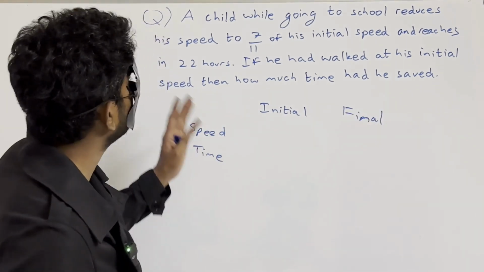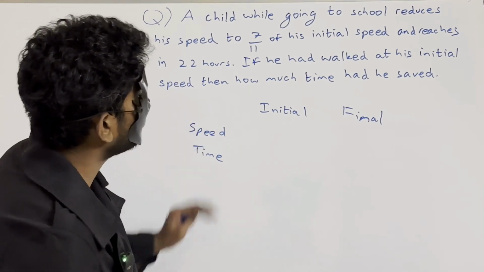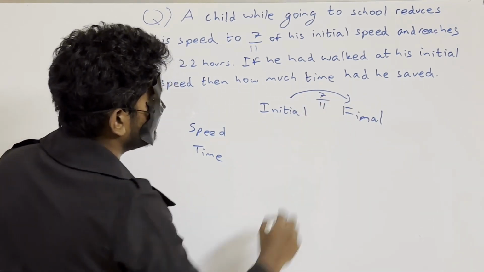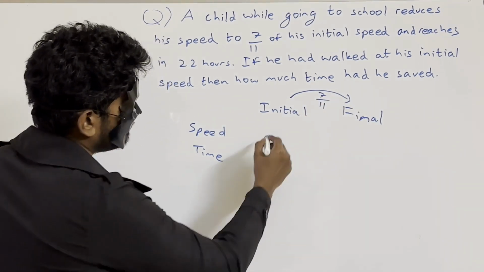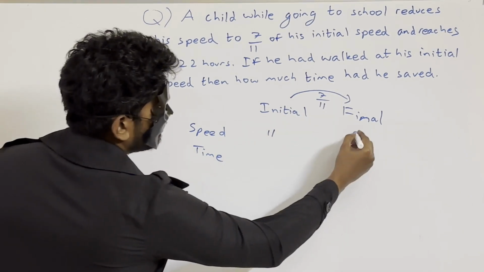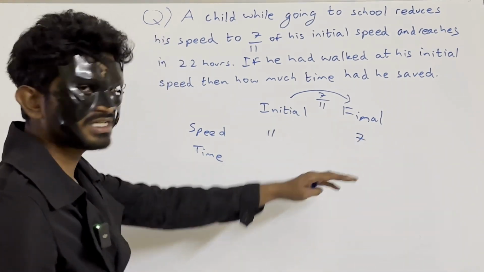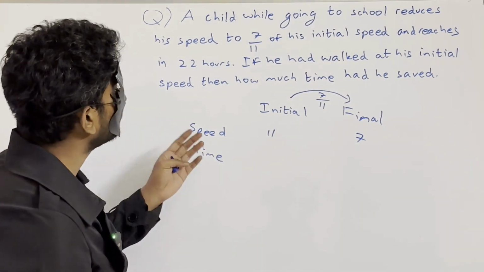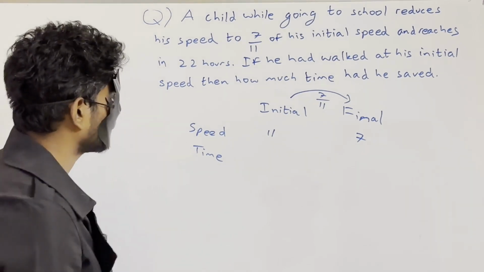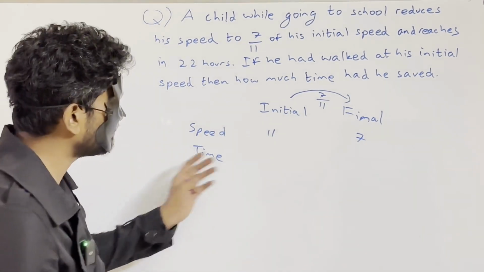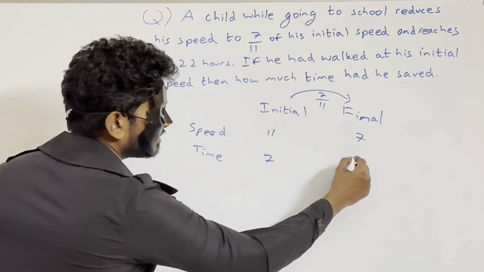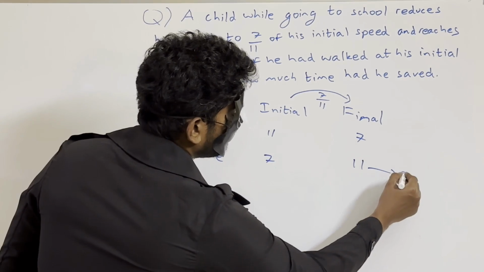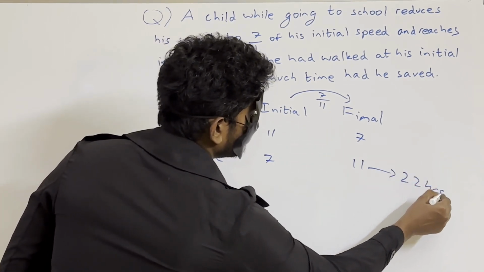It is given that final speed is nothing but 7/11th of the initial speed. So if I take initial speed to be 11, then final speed will be 7, right? Because it is 7/11th of that. So now time, since distance is fixed, the time ratio will be inverse. 7 will become 11. Now this 11, it is given to be equivalent to 22 hours.